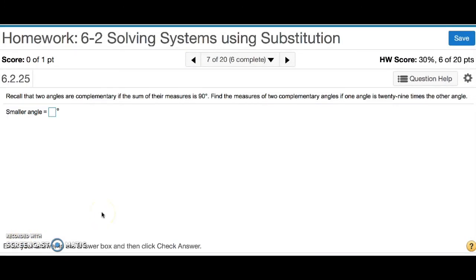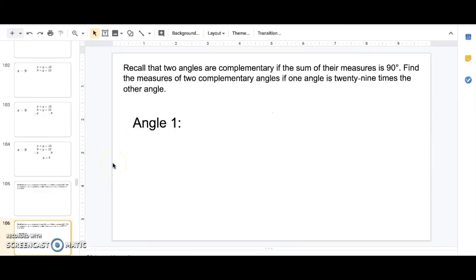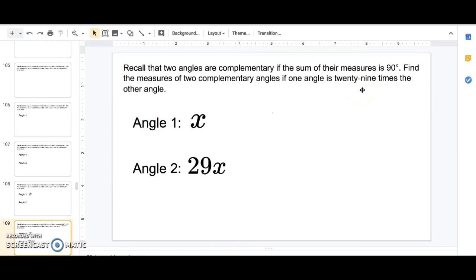Okay, so two angles are complementary if the sum of them is 90. So if two angles add up to 90 degrees, they are complementary. We're being asked to find two measures of complementary angles if one of the angles is 29 times the other angle. So let's take a look at that. We have two angles, angle 1 and angle 2. Whenever we set one of these up, one of your angles is always going to be x. So let's make the first one x. Now we're told the other one is 29 times the first, so that would be 29x.